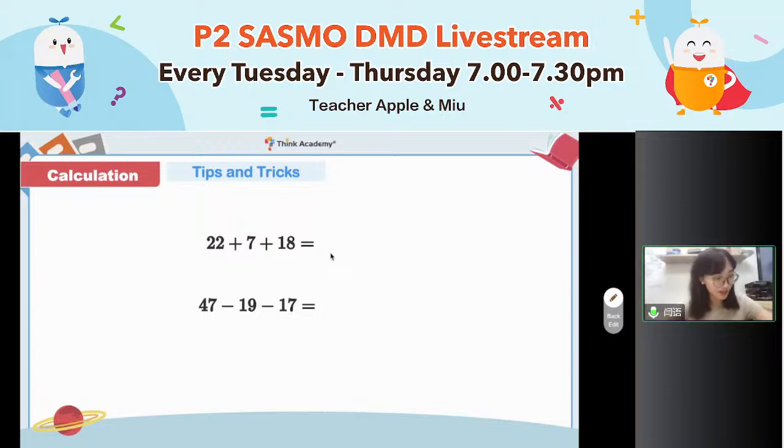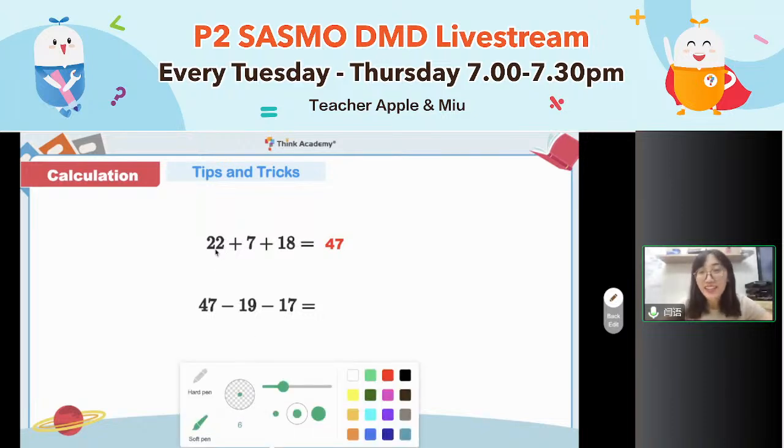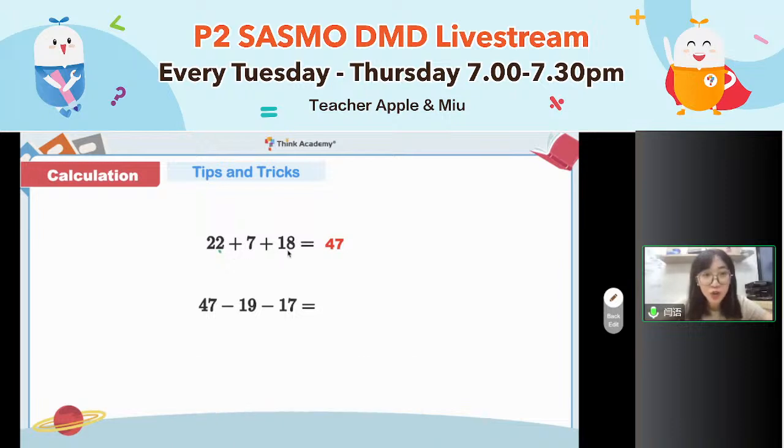Oh, I see different answers. 37, 47. Okay. I give you the second chance. 22 plus 7 plus 18 equals to? Equals to what? Okay, good job. Equals 47. Okay. Again, you see, can you find the good friends? Look at the last digit, 2 and 8. You can make a 10, right? Okay, so we can calculate 22 plus 18 first.